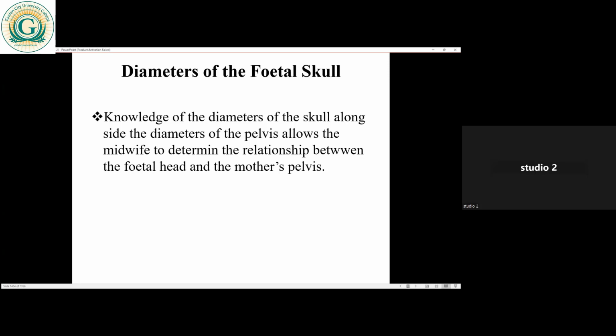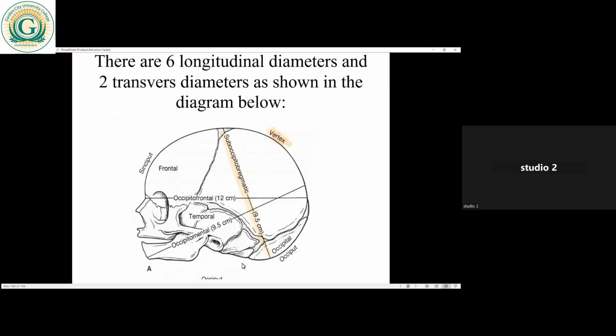So therefore, let's look at the diameters of the fetal skull. I hope you are looking at this structure there. You see a line here, you see another line here, then you see another line here. These are the diameters of the fetal skull, the horizontal diameters. Now, we are going to name them one by one and know their measurements. It's very, very important. We first start with the engaging diameter.